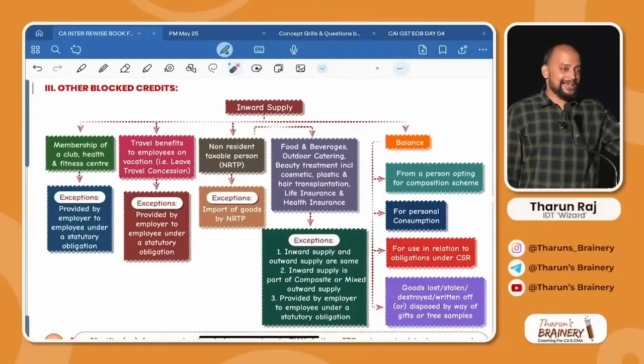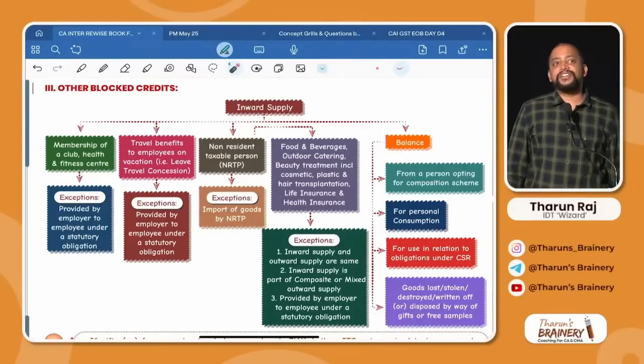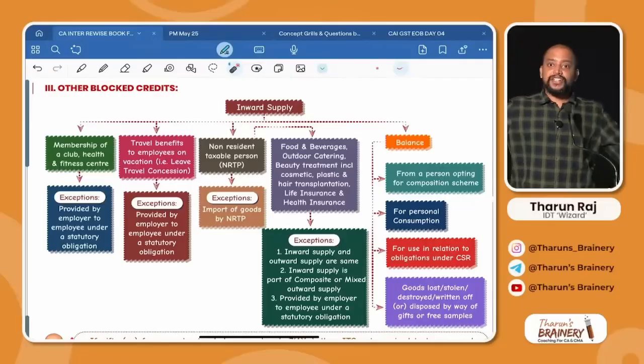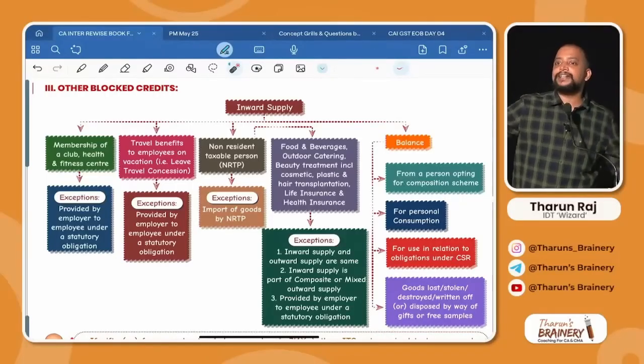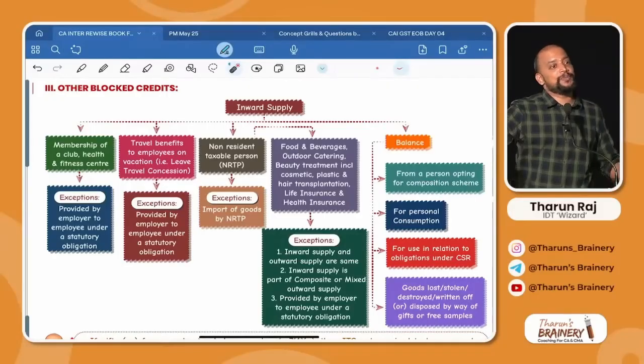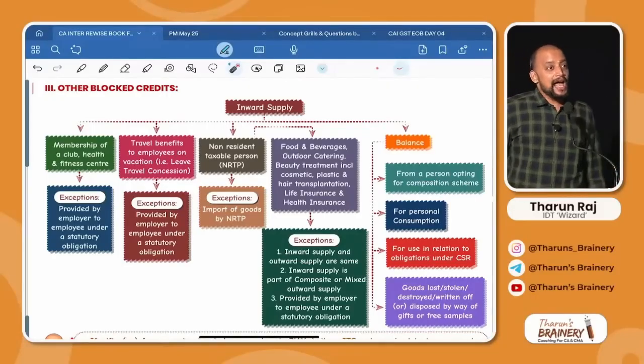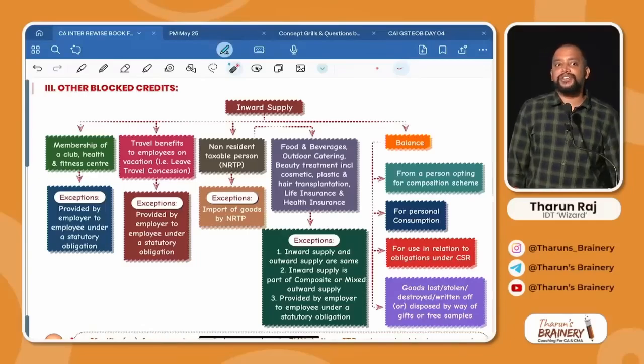In that, Shakira, like that one pop singer, she came. And when she came, along with her, she brought 4 or 5 containers of her garments, costumes, cosmetics, band equipment, everything. Everything of her she only brought from there to here. And on that import of goods, can she take ITC?